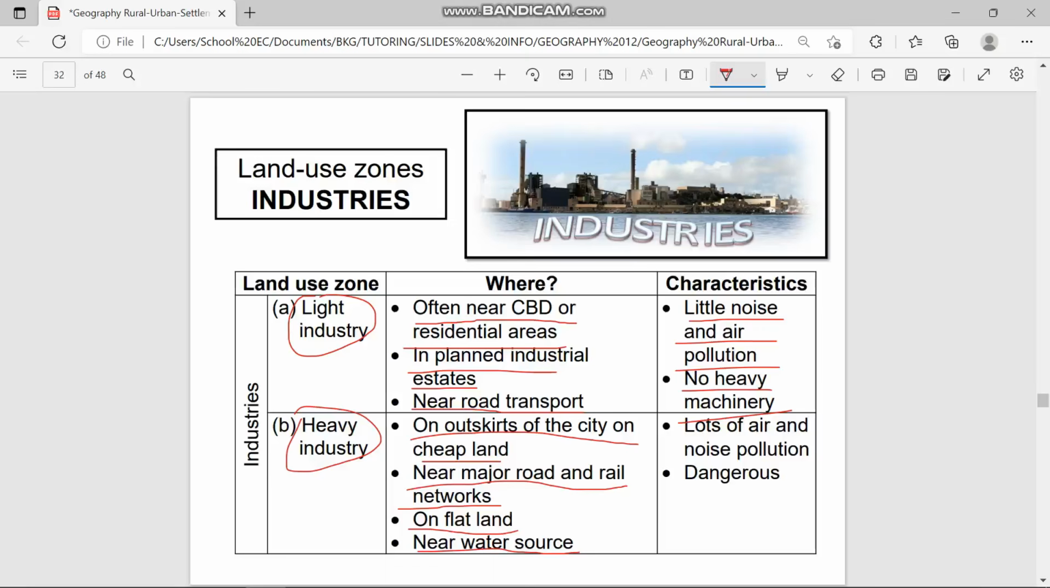That's how these heavy industries pollute our water. These are the characteristics of them: there is lots of air and noise pollution. Imagine those big machines, grinders and grillers, making big products such as cars. They are dangerous, and they might explode anytime. There is more carbon dioxide released into the air. That's how it goes.